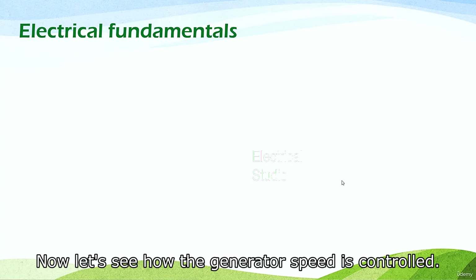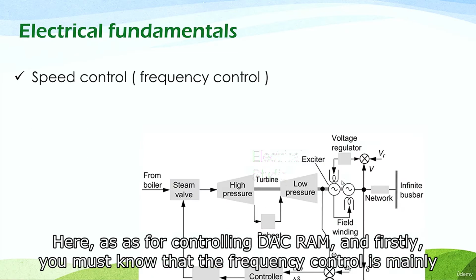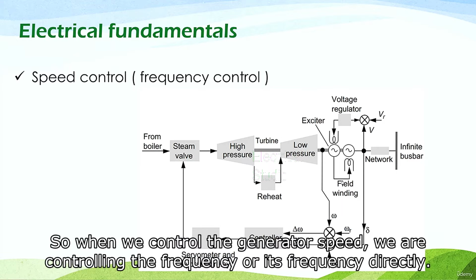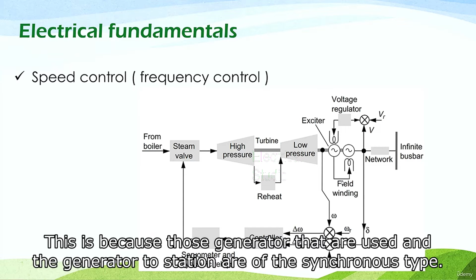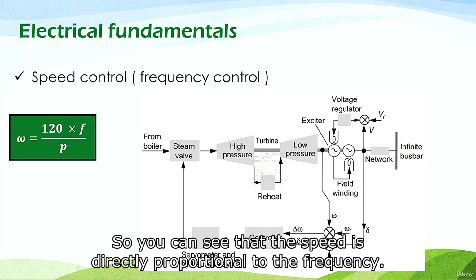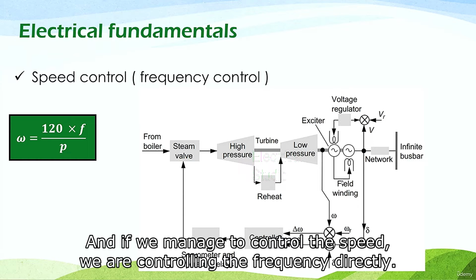Now let's see how the generator speed is controlled. Here is a full controlling diagram. Firstly, you must know that the frequency control is mainly a speed control. So when we control the generator speed, we are controlling its frequency directly. This is because the generators used in the generation station are of the synchronous type. And in this type, the speed omega equals 120 times the frequency over the generator number of poles. So you can see that the speed is directly proportional to the frequency. And if we manage to control the speed, we are controlling the frequency directly.